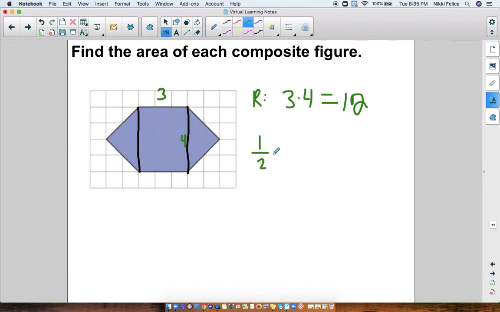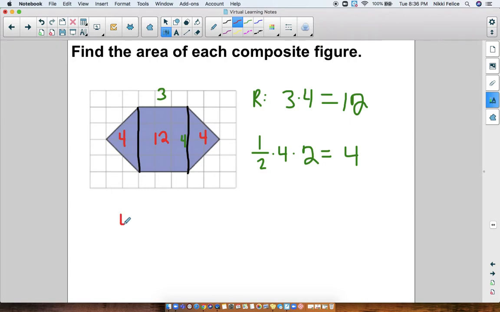1/2 times the base. Well, I can see right here the base, I already figured it out. It's 4. And the height, just count up. 1, 2. So I multiply all these together. 4 times 2 is 8. And then 8 times 1/2 is 4. So that means that this rectangle's area is 12. This triangle's area is 4, which means this area is also 4.